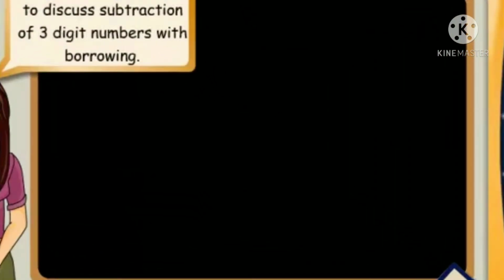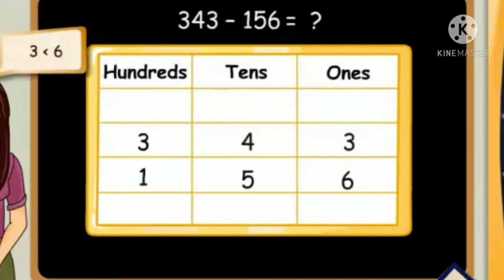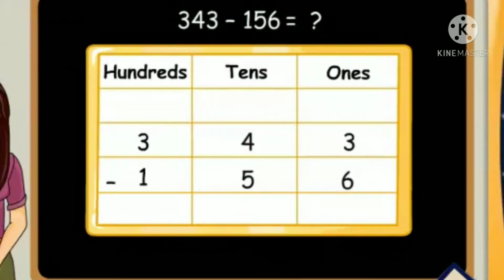Subtraction of 3-digit numbers with borrowing. Now look at the numbers 343 and 156. Place them in the place value table. Here, 3 units is less than 6 units. So, we borrow from the tens, so that the digit in the tens place is reduced by 1 and the digit in the unit place is increased by 10 and becomes 13. So, 13 minus 6 is equal to 7.